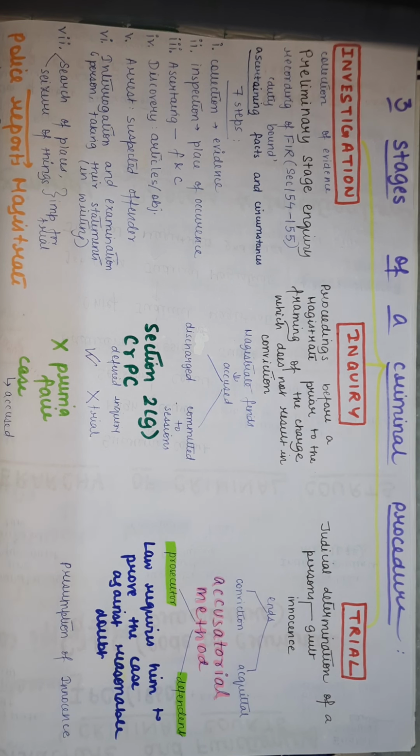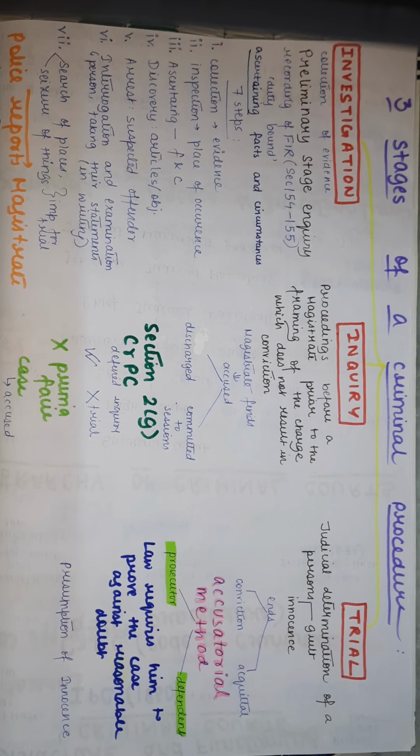Okay, now we come to the three stages of a criminal procedure. Suppose someone has committed a wrong towards a person. Now the aggrieved person is filing an FIR to the police. This will start the entire process. Now what will happen? First of all, the police will investigate. Then there will be an inquiry, and finally the wrongdoer is going to have a trial. All right. So let's start with the first stage, which is investigation.